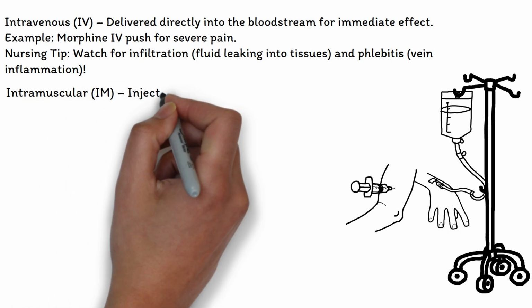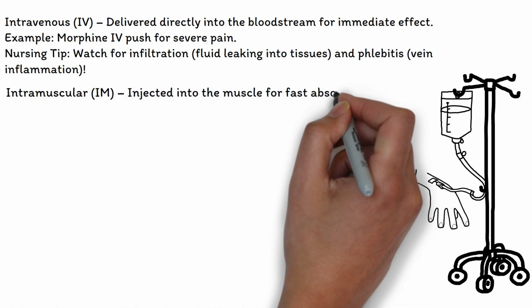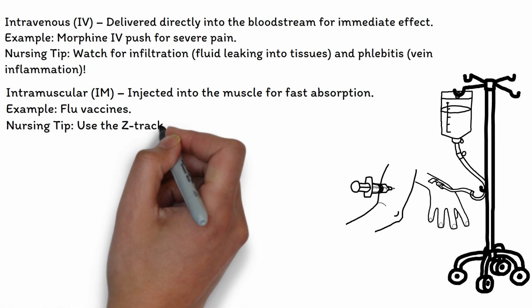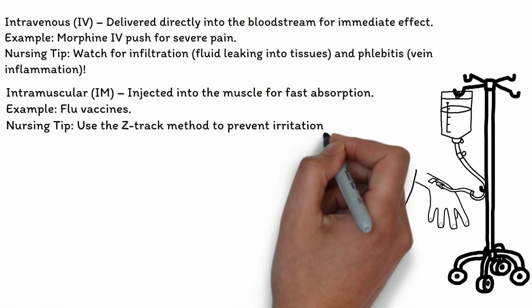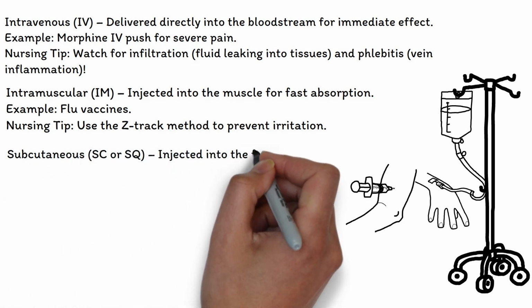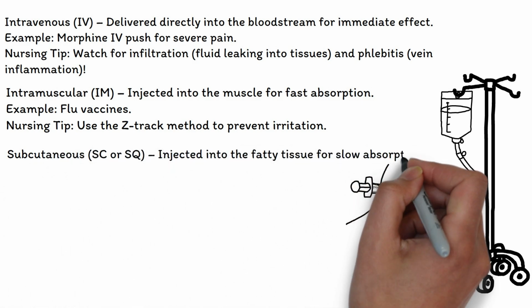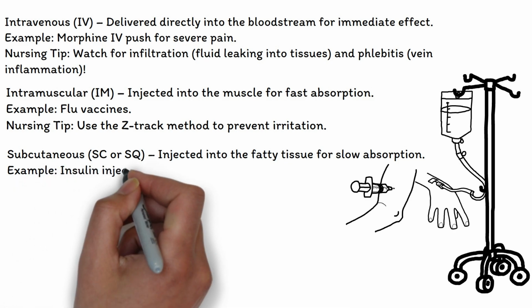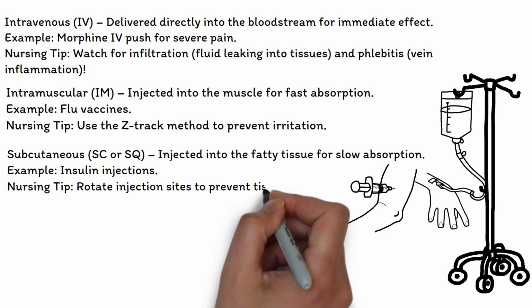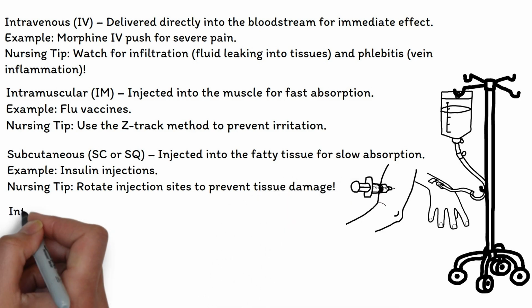Intramuscular, IM, injected into the muscle for fast absorption. Example, flu vaccines. Nursing tip, use the Z-Track method to prevent irritation. Subcutaneous, SC or SQ, injected into the fatty tissue for slow absorption. Example, insulin injections. Nursing tip, rotate injection sites to prevent tissue damage.